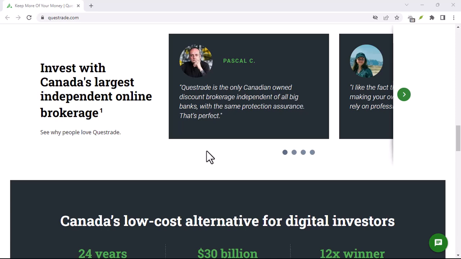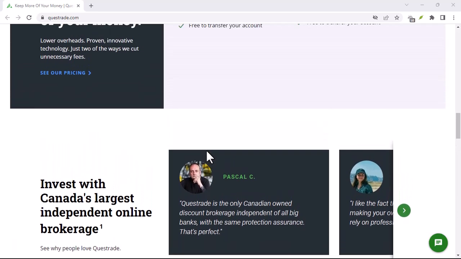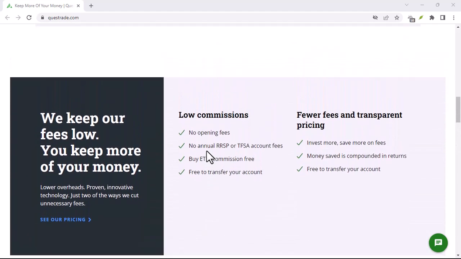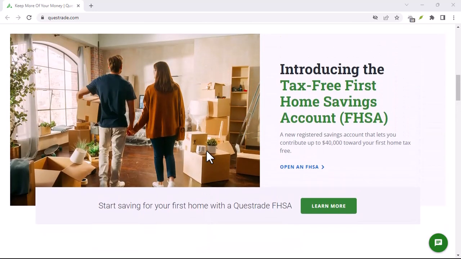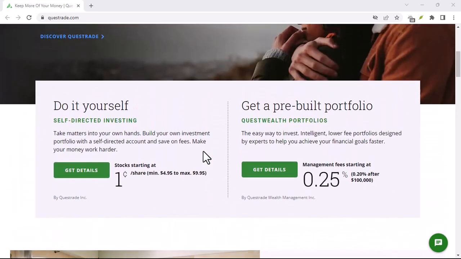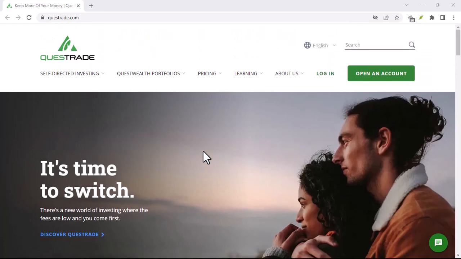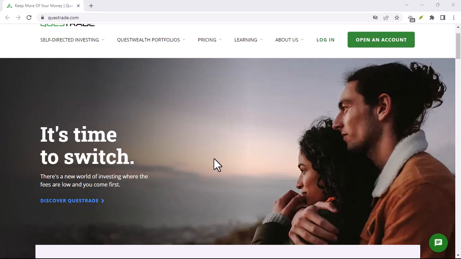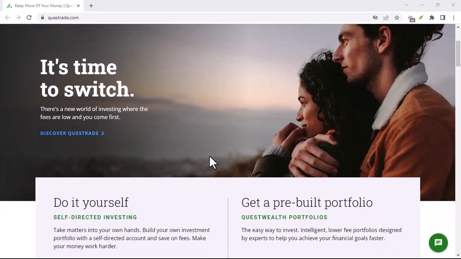Questrade Individual Account. This is the most basic type of account you can open with Questrade. It's perfect for individual investors who want to buy and sell stocks, bonds, ETFs, and mutual funds. With a Questrade individual account, you can also trade options and futures.